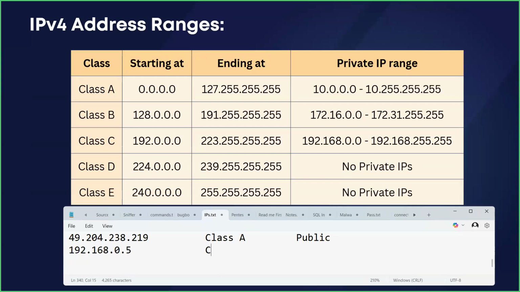192.168.0. Class C. Yes, Class C. Okay. And is it a public IP or a private IP? Private. Private IP. Perfect. Okay. So that is how you figure out which IP is public and which IP is private.